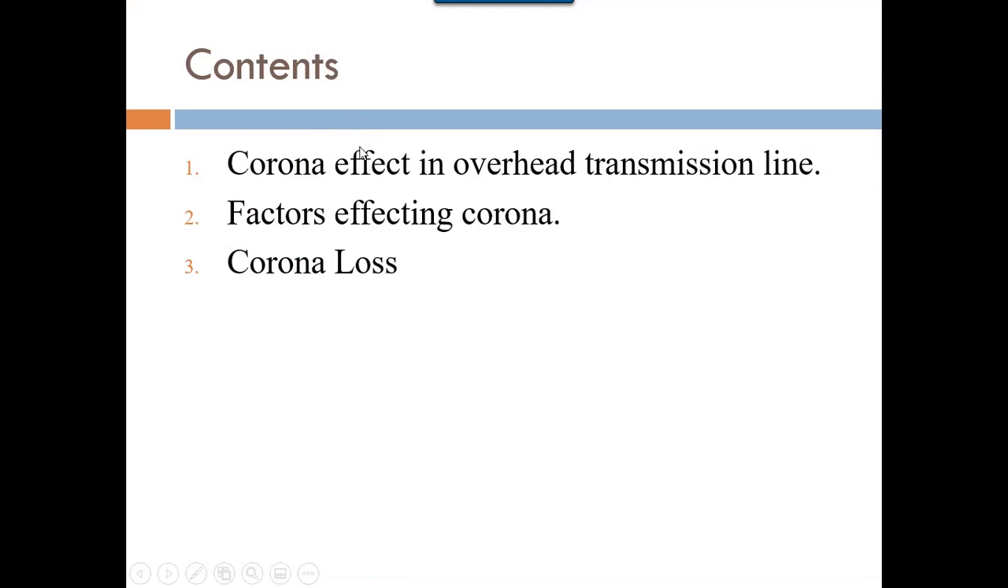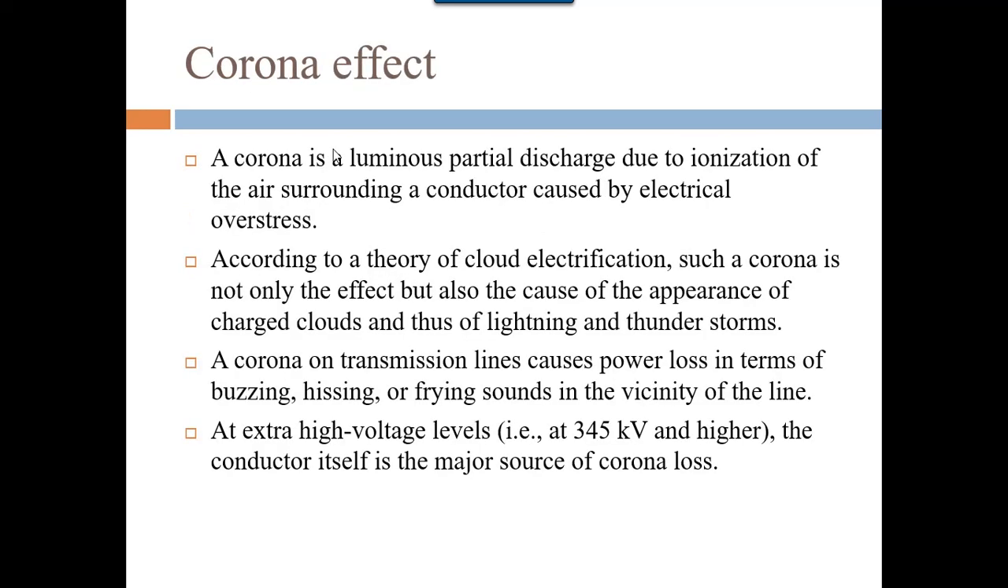Now in this lecture we will study what the corona effect is and the factors affecting corona, and then we will study the losses due to the corona in the transmission line. So what is corona? A corona is a luminous partial discharge due to the ionization of the air surrounding a conductor caused by an electric field. So when current flows in the conductor, an electric field appears around the conductor, and this electric field ionizes the air, and this ionization of the air creates the corona effect.